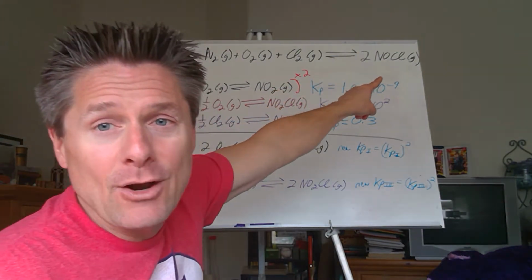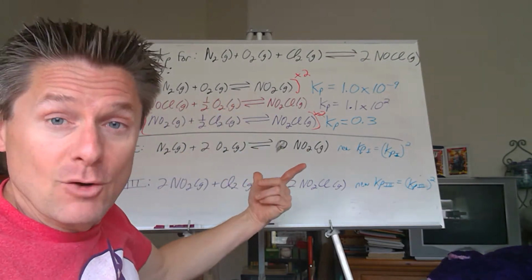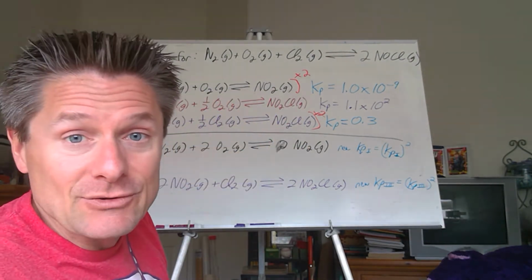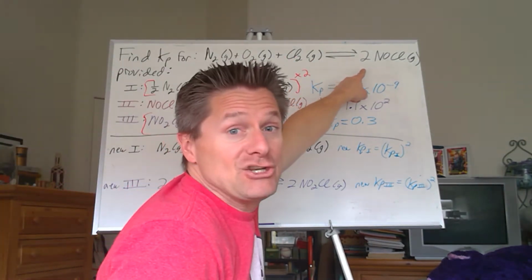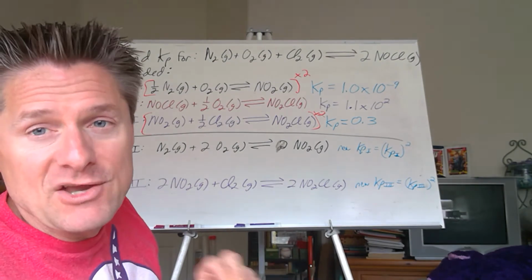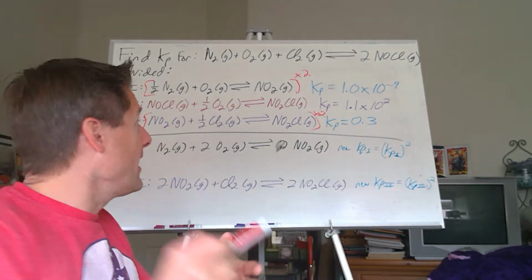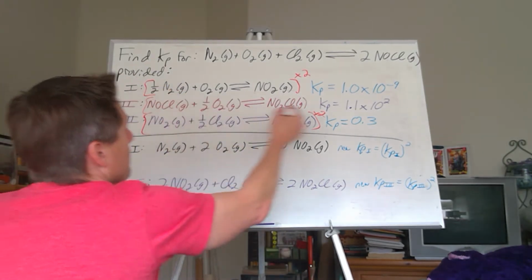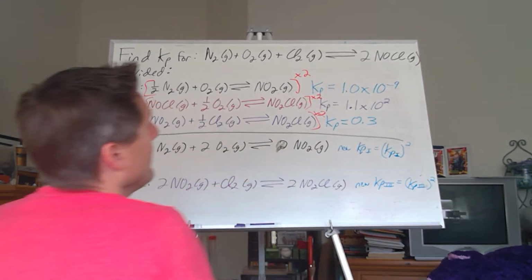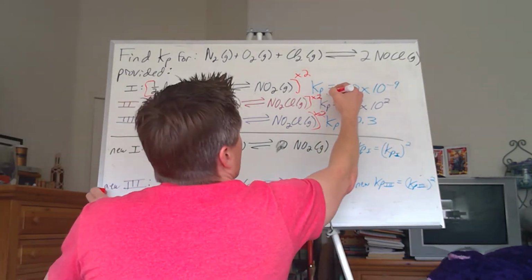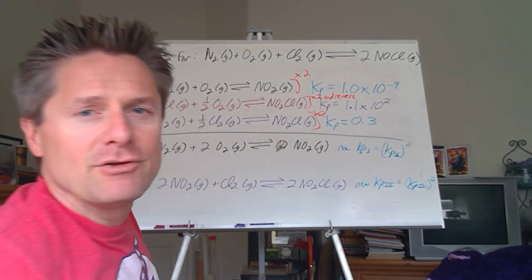So I need to get NOCl on the right-hand side, but it's on the left-hand side in equation 2. So I need to reverse equation 2 to get the NOCl on the other side, right? And since I only have 1 mole here, I need to multiply equation 2 by 2 and reverse it. So I'm going to take this whole thing, multiply by 2, and reverse it. So I'm just going to write a little note to myself. You don't have to write that down. You can just do that in your head.